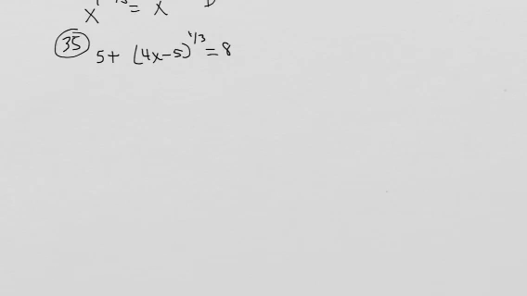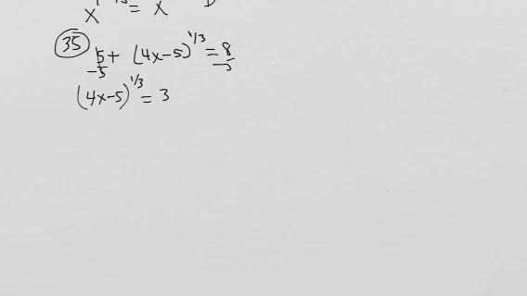Okay, number 35, we want to leave the 1/3 portion by itself. So the cube root portion, this part by itself. So I'm going to subtract the 5. So that leaves me with 4x minus 5 raised to the 1/3 power. The 8 minus 5 is 3.